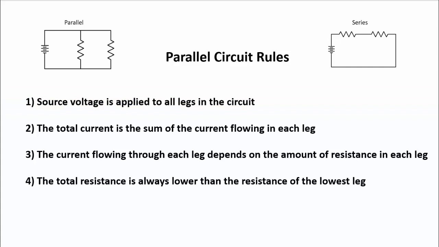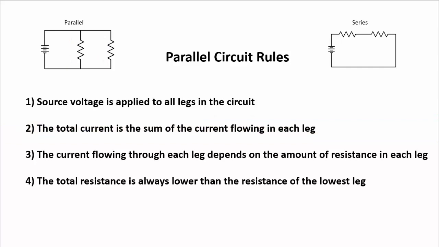Rule number 2. The total current is the sum of the current flowing in each leg. And all that means is, if we have only one path like in series, the total current is equal to the current anywhere in the circuit. But in a parallel circuit, since it branches off into multiple paths, and in the case in the top left here, it's just 2 paths, what rule number 2 is saying is the total current is equal to the sum of the current that's going through path number 1 plus the current that's going through path number 2. And we'll illustrate this better when we explore this rule in its own video.